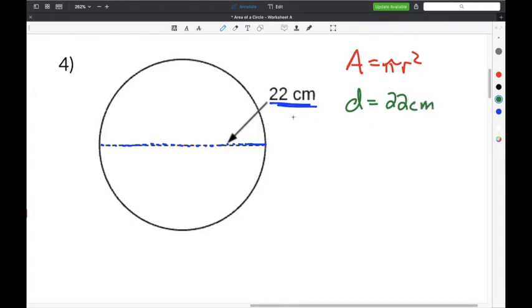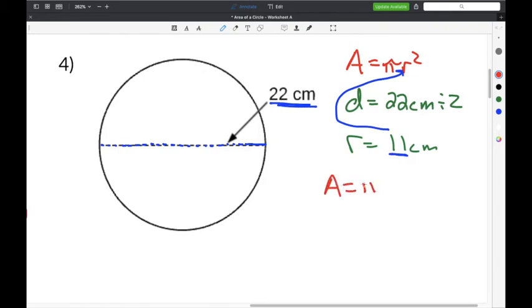Now if you remember, diameter is twice the radius, which means in order to get the radius, you have to take the diameter and divide it by 2. So the diameter, which is 22, divided by 2 is 11. So we know the radius now is 11. And we can take the radius, which is 11, and substitute it in for r in our area formula.